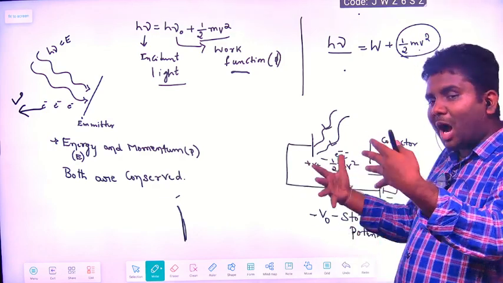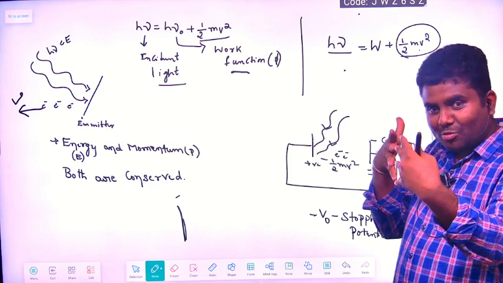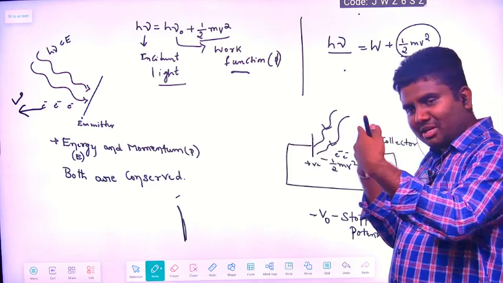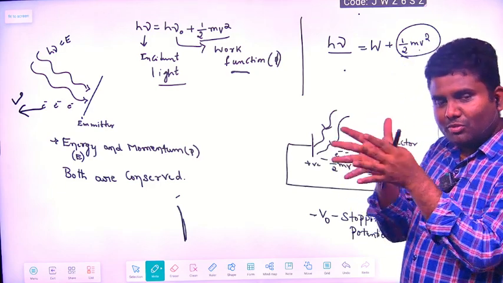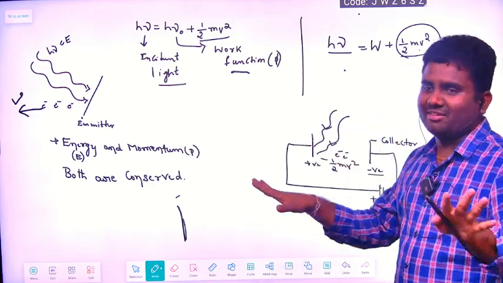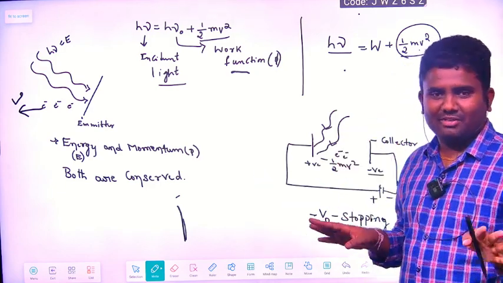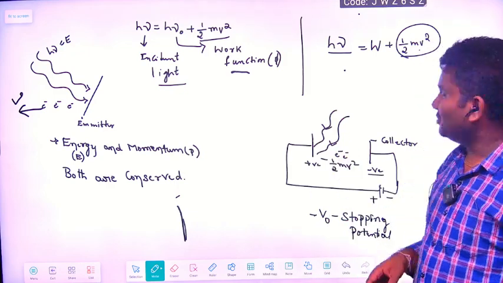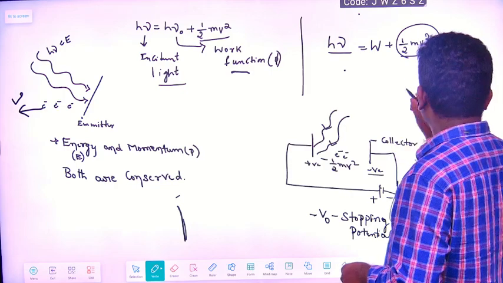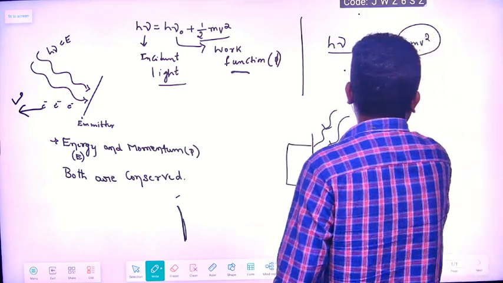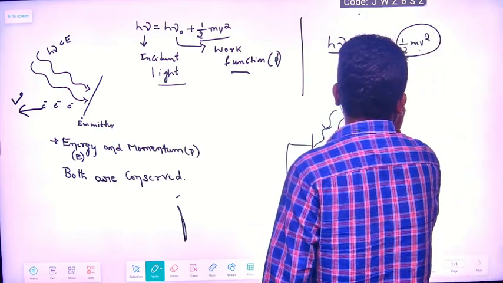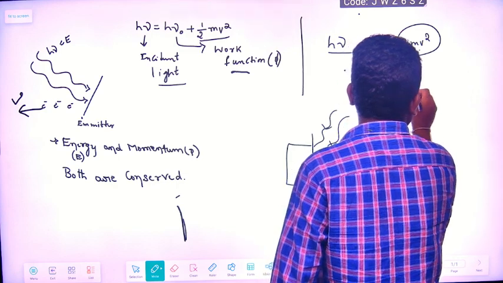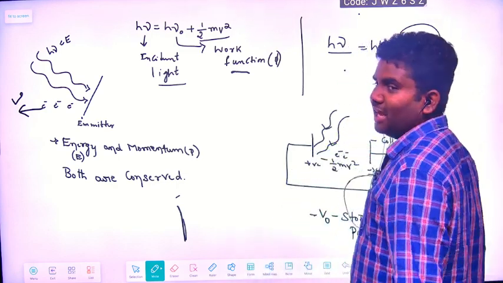You should give the same opposite energy, so that the energy with which they are coming and the energy we are giving both nullify. So that electrons will stop. They will not come. So I can say that half mv square should be equal to energy.